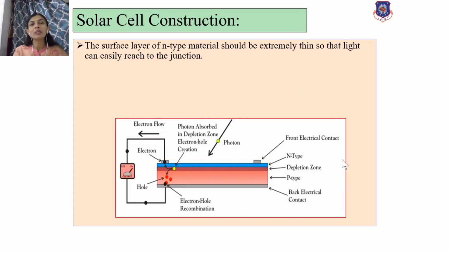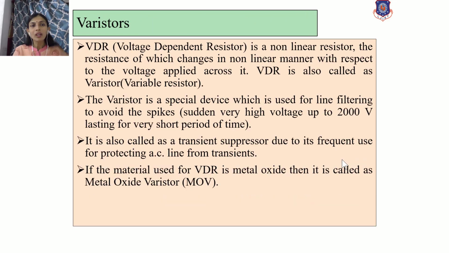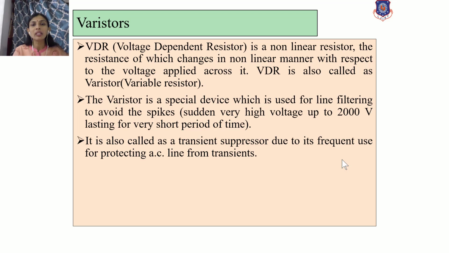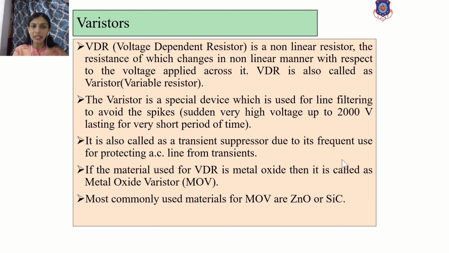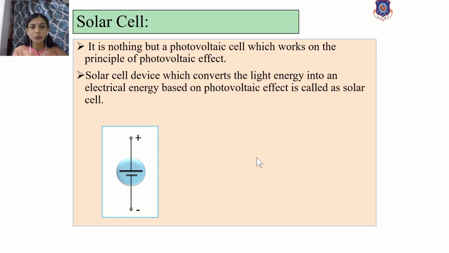Again, I am repeating the main points of today's lecture. Today we have studied the special purpose diode chapter, in which we have studied three main components. Those are the varistor, which is a voltage dependent resistor used for the protection of electrical circuits, connected in parallel, so that excessive noise can be filtered out.